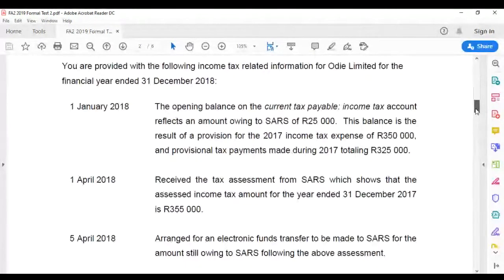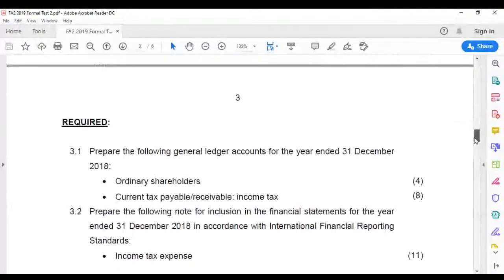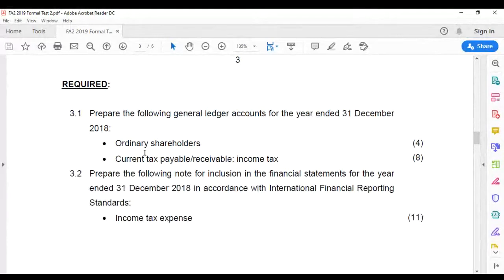So we see we've got all sorts of dates and information there. We've got additional information, and then we've got a required section. So what is required of us? Firstly, we've got to prepare the following general ledger accounts for the year ended the 31st of December 2018. Right, so we already get an expectation of what is coming. First of all, we have to prepare general ledger accounts, so we know what's coming. We also now can see clearly it is for the year ended the 31st of December 2018.